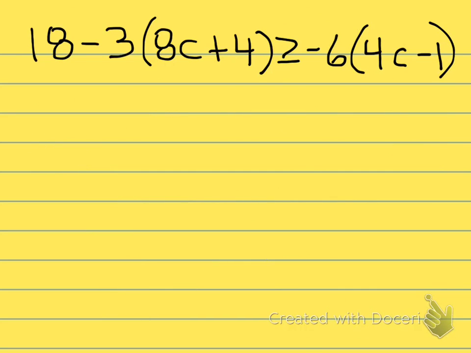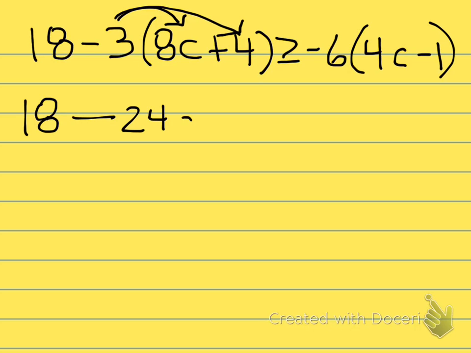Here we have another example where we're going to have to simplify first and then solve, or try to solve. So if I'm simplifying this 3, it has a minus sign in front of it, so I'm going to distribute the 3 as a negative 3. The 18 is going to stay there, so I'm left with negative 3 times 8, which is negative 24c, negative 3 times 4, which is negative 12.